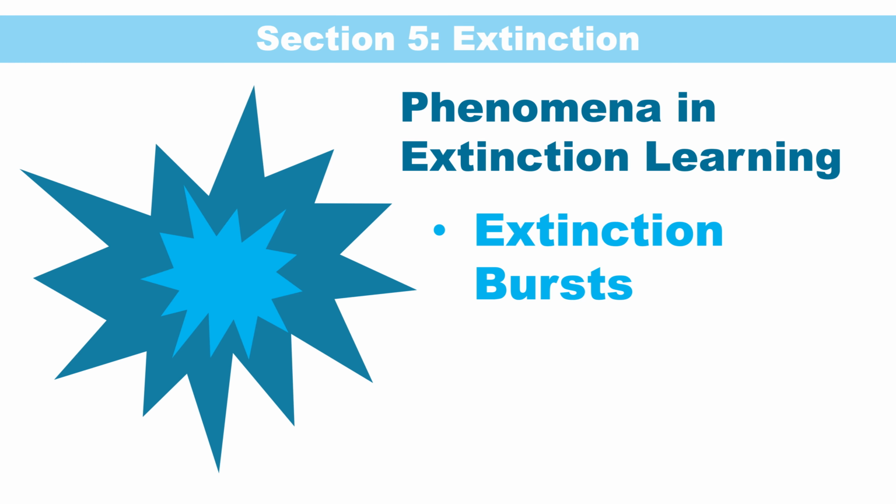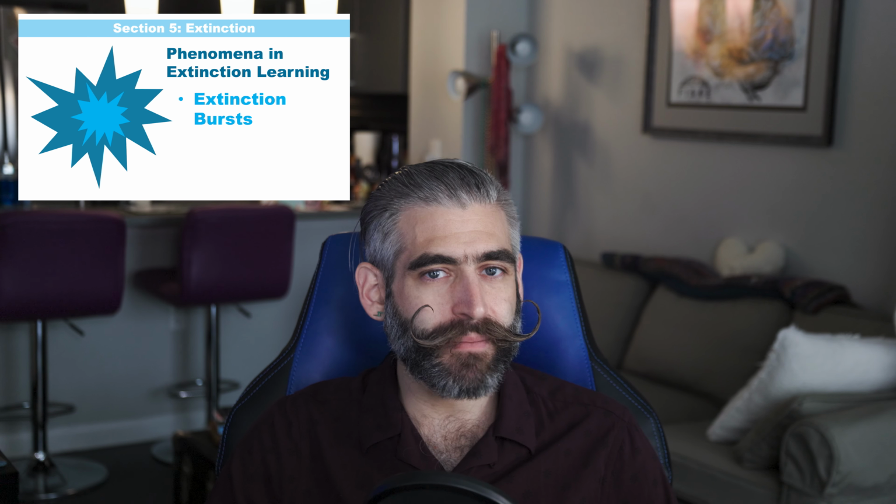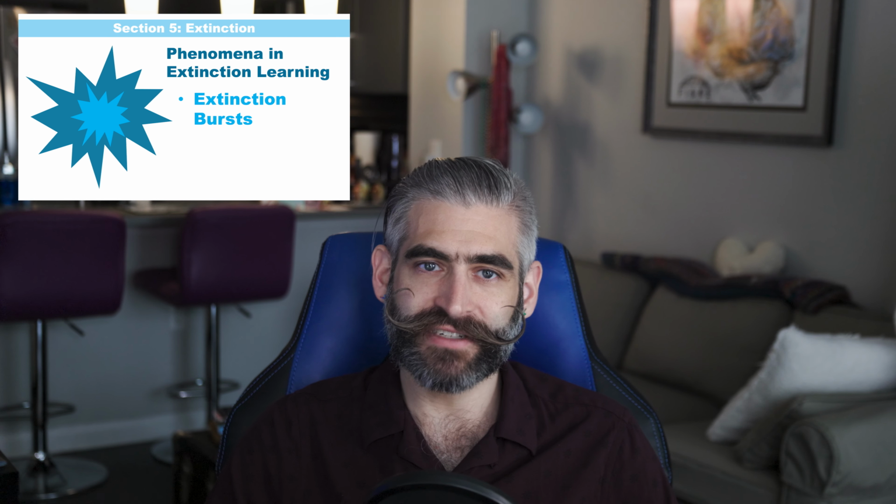Extinction isn't always a smooth process. Two key phenomena might emerge. The first is an extinction burst. This is a temporary increase in a behavior's intensity or variability as reinforcement is withheld. In our tantrum example, this might mean a child begins throwing bigger tantrums when they no longer receive attention.